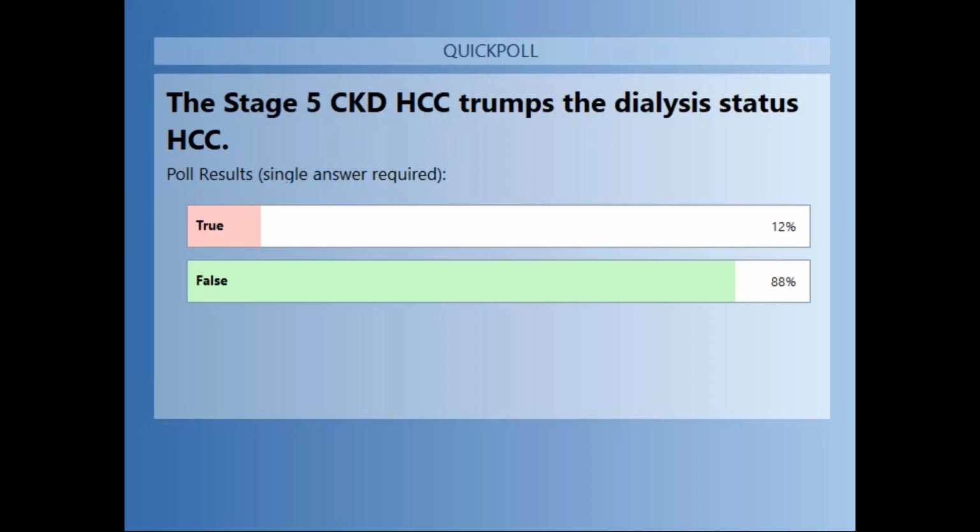Okay, we've got the majority, 88% is saying this is a false statement, but we do have 12% of our audience saying it is a true statement. And this one is false. And I think at least from a facility perspective, it's hard to think of a status code having a payment impact, but it definitely does under HCCs. It's a different way of thinking, and it is important to understand the trumping rules in the hierarchies.